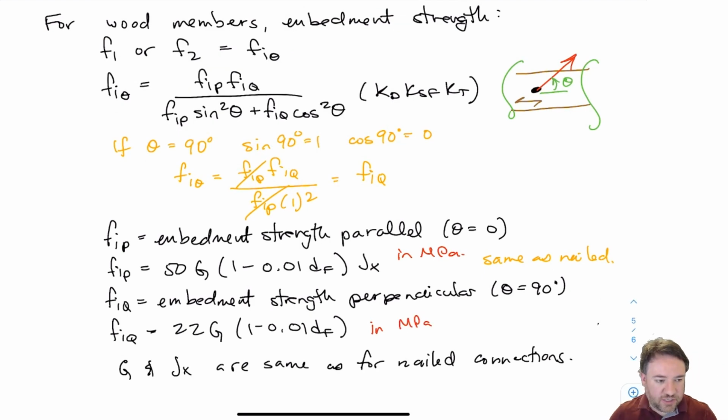Then our embedment strength perpendicular is a lower strength. It's the same kind of equation as FIP, but just with a 22 coefficient instead of a 50 coefficient. So it's just weaker in the perpendicular to grain direction, as you can imagine, because when my bolt is going into the grains like this, it is crushing the grains perpendicular to grain, which is a weak way to crush the fibers, right? The fibers are weaker in this direction than they are in the longitudinal direction. So it all makes sense.